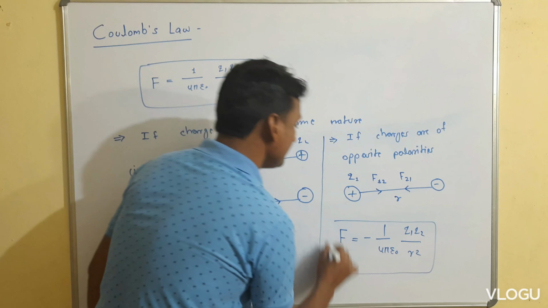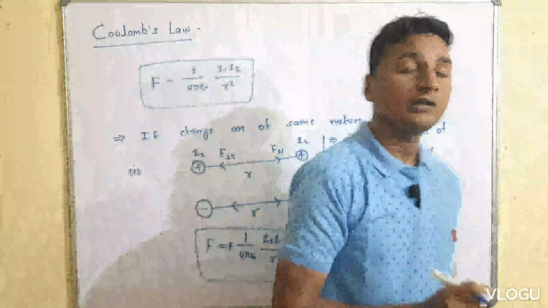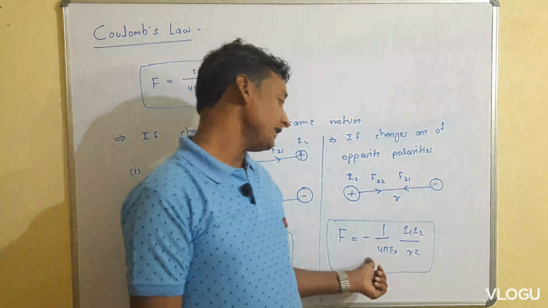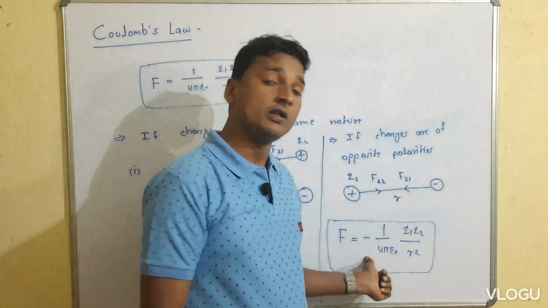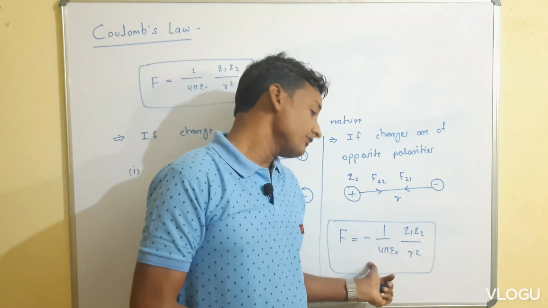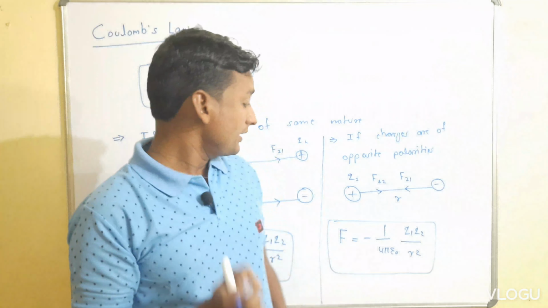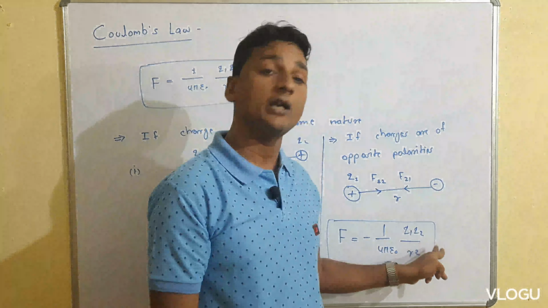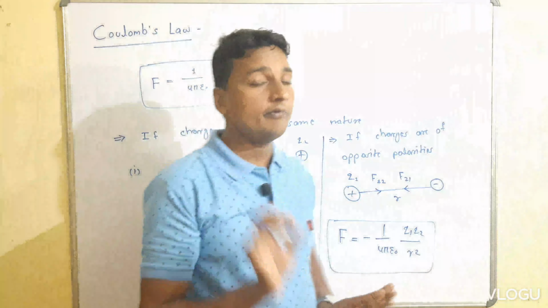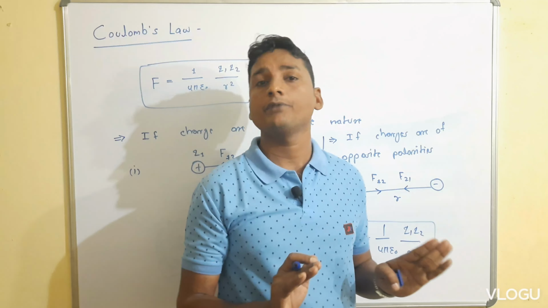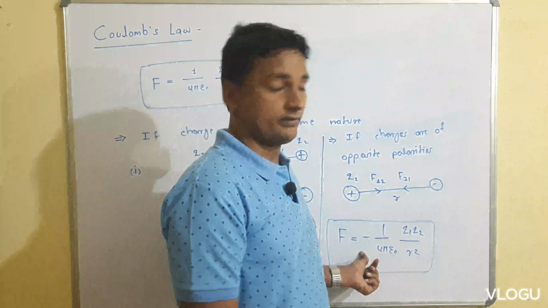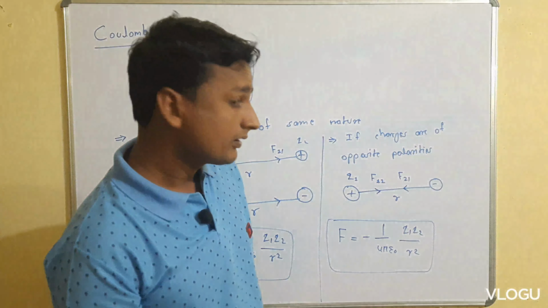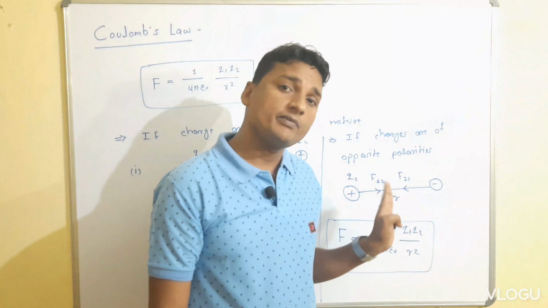Now, you need to be clear on one thing: while solving your problems, if you find a negative sign before the force, you don't need to panic. What does the negative sign indicate there? The negative sign indicates only that the force acting between the two charges Q1 and Q2 is a force of attraction. There is no other use of the negative sign. So the negative sign indicates that the force is a force of attraction. Okay, so these points should be clear.